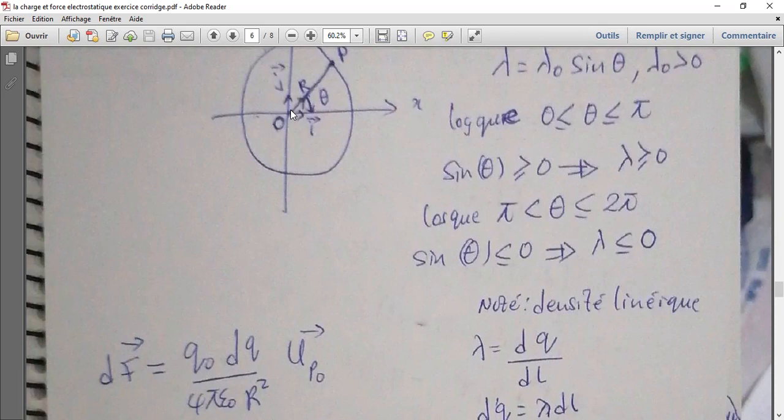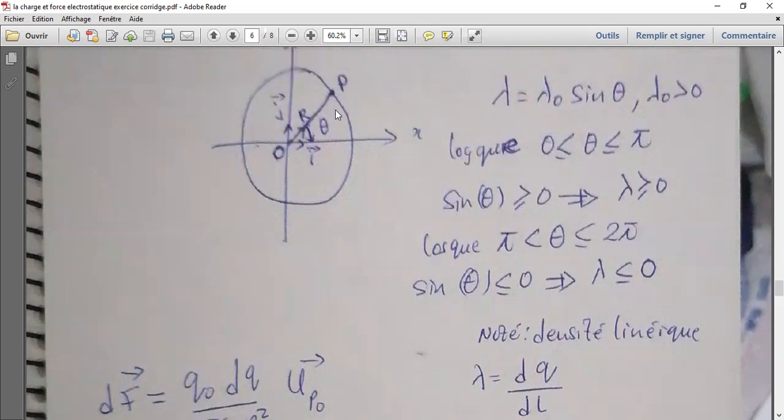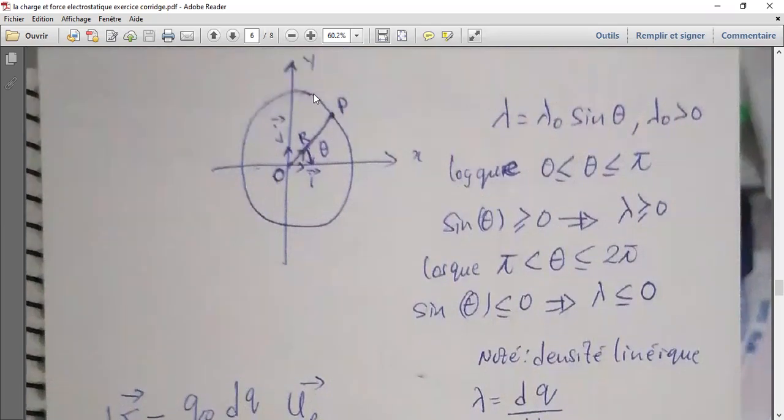This charge is always found on the same point, because whether I change this point, it comes here, it will still create the same force on this charge. If I change it, it will still create the same force. The charge on P is the one which is changing.